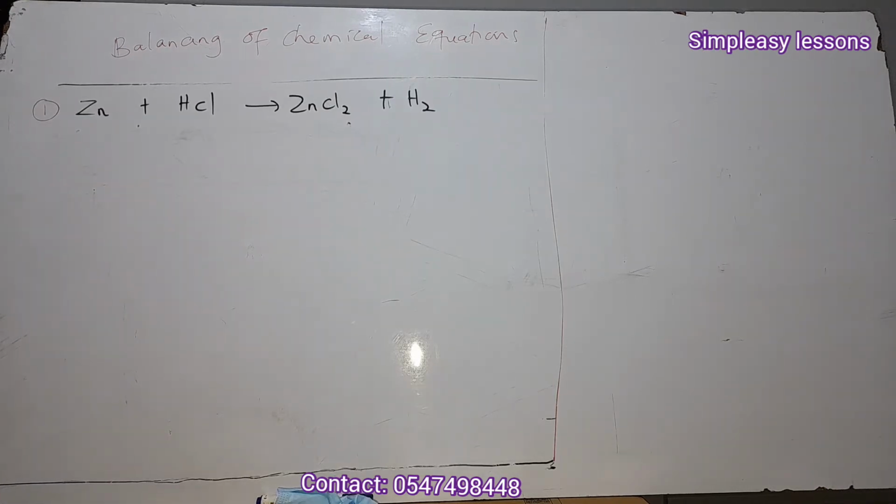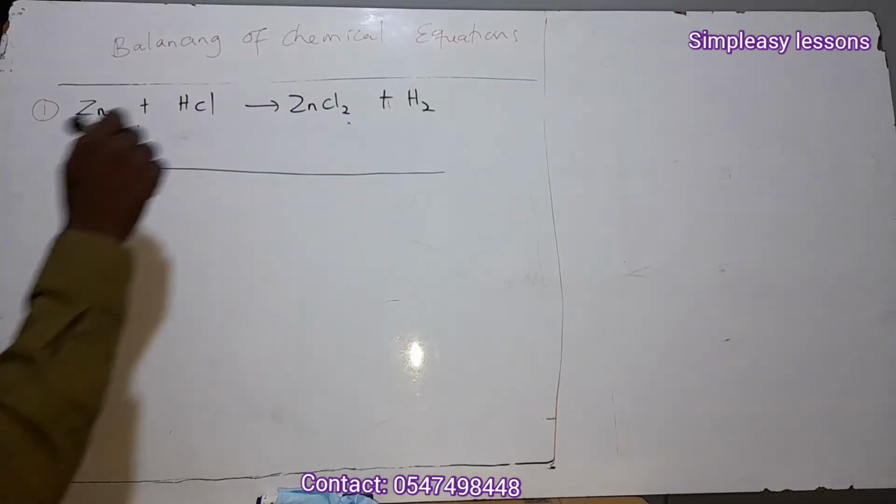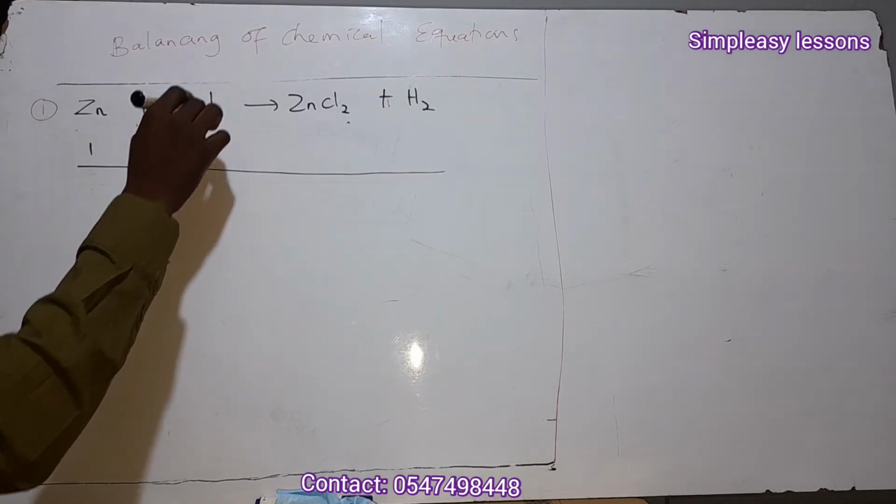Alright, so we'll look at 10 examples of some chemical equations and their balancing. So quickly, this is a compound, zinc plus hydrogen chloride yields this. So how do I balance this quickly? I rule a line this way, and I ask myself, how many of the zinc do you have here? We have 1 zinc, 1 hydrogen, 1 chlorine.